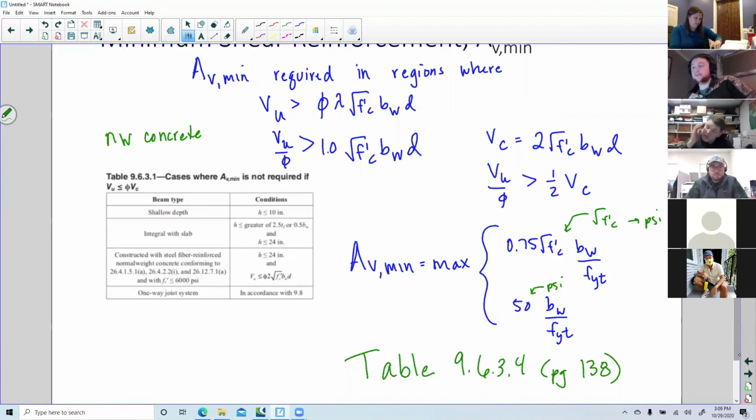Hey, the test next Thursday, that stops with flexure, right? This stuff won't be on it. Yeah, this won't be on it. Okay.